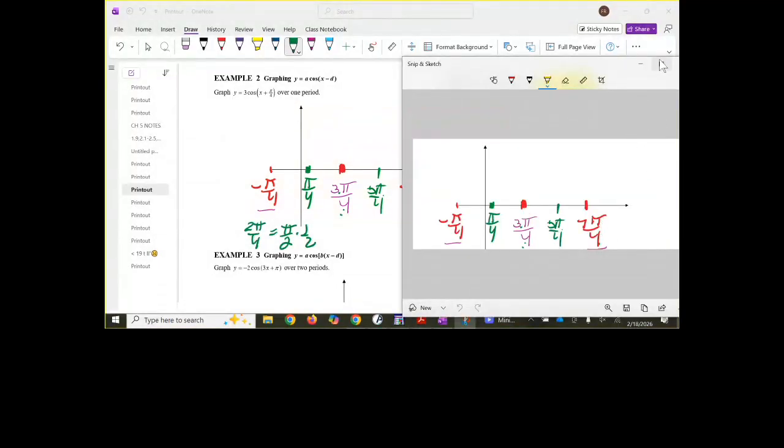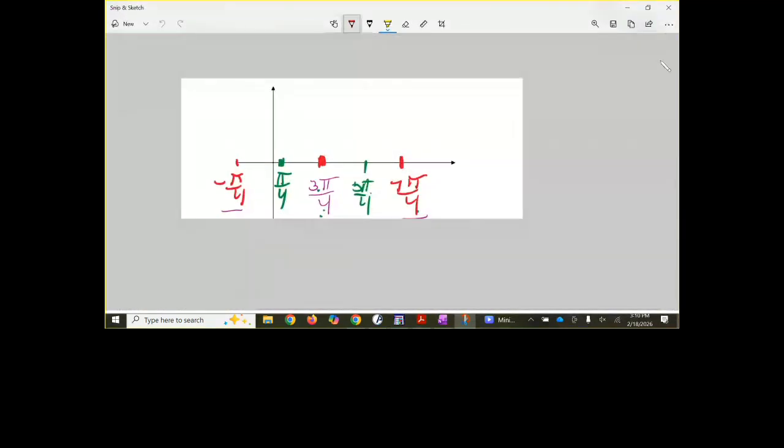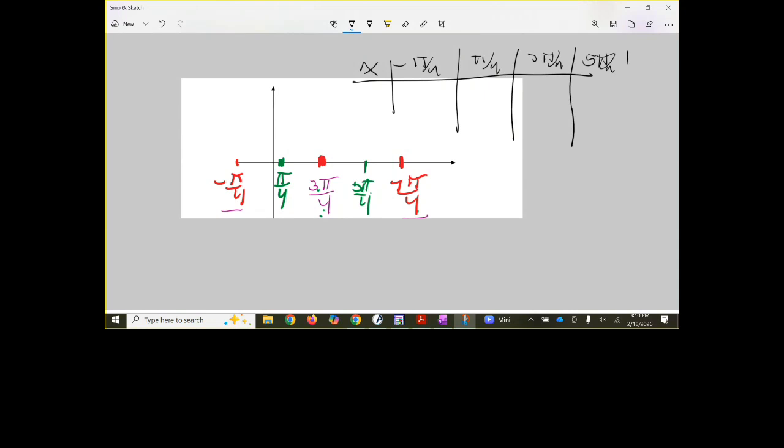So y'all, what I'm going to do now is this. I'm going to come back over here and make a little table, per se. My table is going to look like this. We've got negative pi over 4, pi over 4, 3 pi over 4, 5 pi over 4, 7 pi over 4. Okay. And y'all, I want to say that we had x plus pi over 4 inside our parentheses.